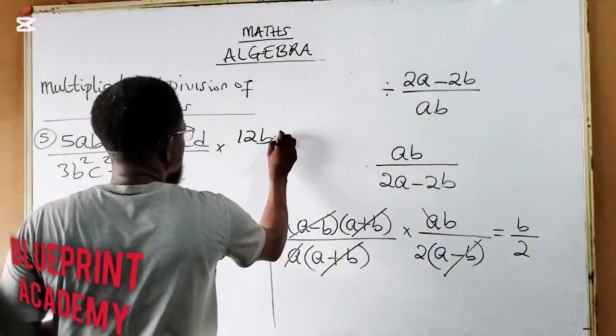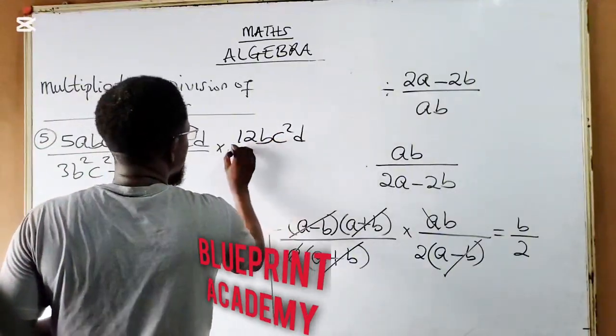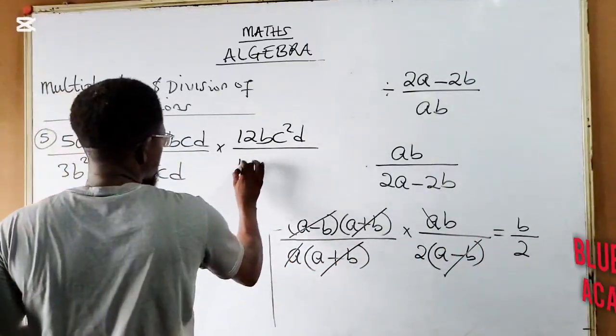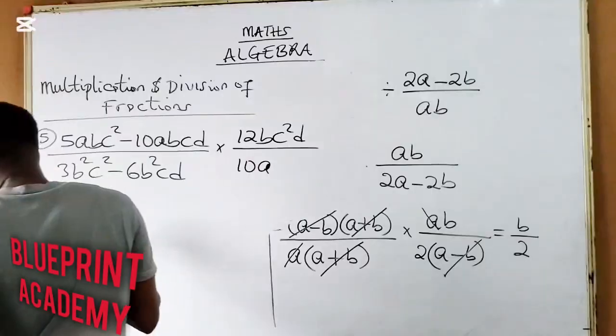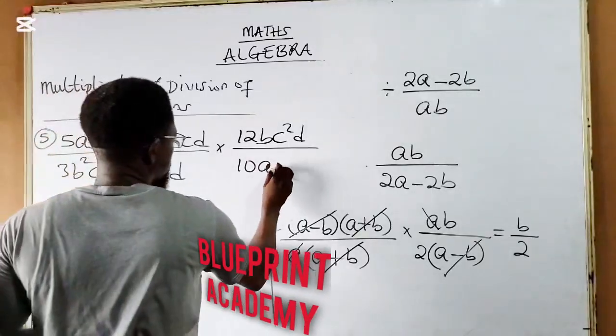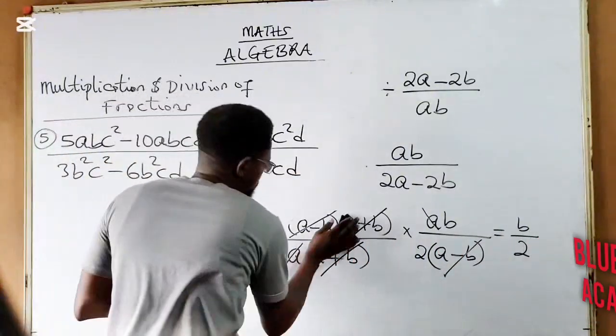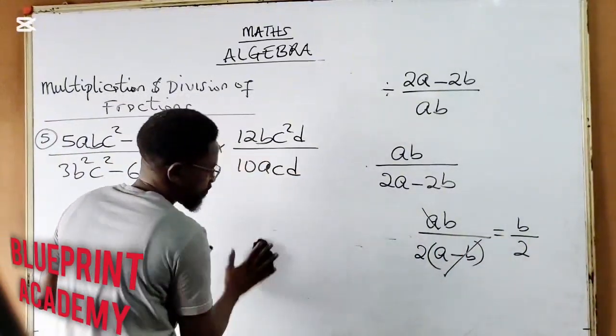c squared d, divided by 10acd. Okay, that's the question. That's question 5 now.